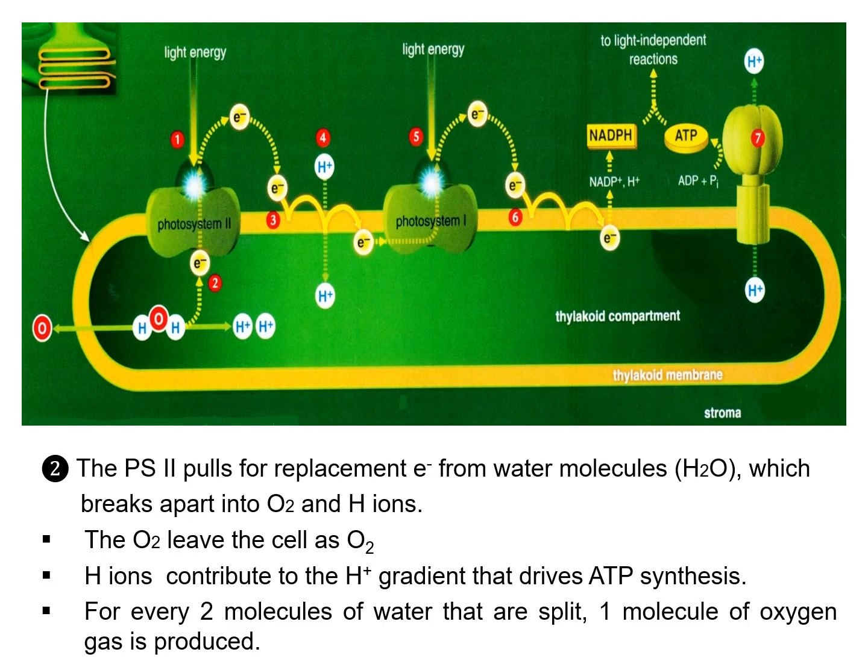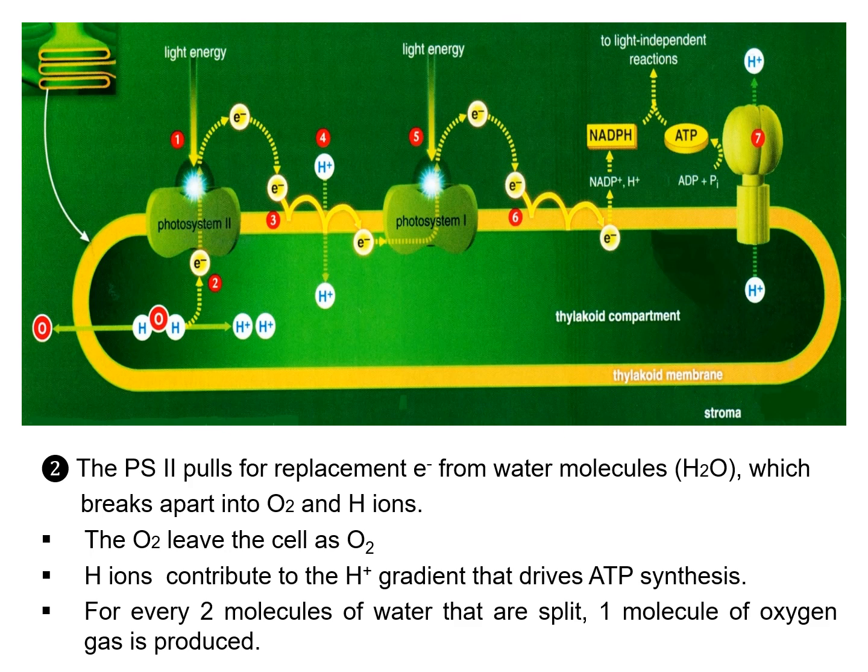Next, photosystem 2 pulls a replacement electron from a water molecule, which breaks apart into oxygen and hydrogen ions. The oxygen will leave the cell in the form of oxygen gas, and the hydrogen ions will contribute to the hydrogen ion gradient that drives ATP synthesis later. For every 2 molecules of water that are split, 1 molecule of oxygen gas is produced.